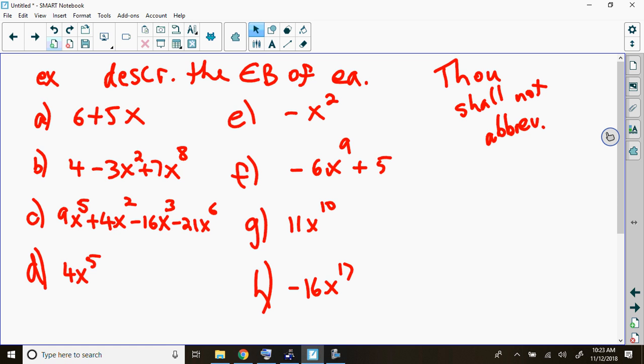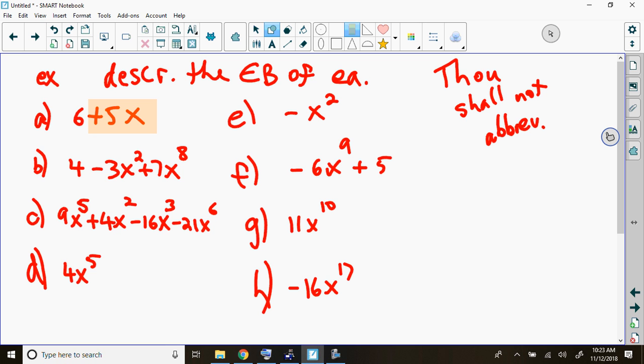All right, so we got 6 plus 5x. So what you need to realize is we're after the leading coefficient, and we're after the degree. So the 6 is irrelevant in number A. All we're looking at is plus 5x. That's going to steer the ship here.